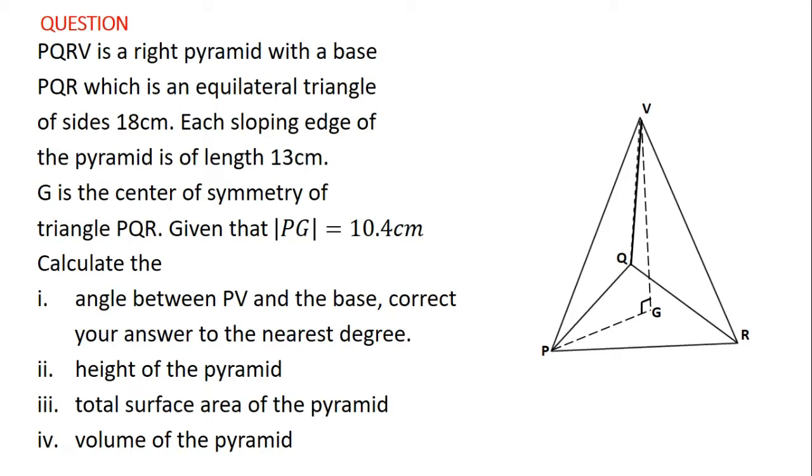PQRV is a right pyramid with a base PQR, which is an equilateral triangle of size 18 centimeters. Each sloping edge of the pyramid is of length 13 centimeters. G is the center of symmetry of PQR. Given that PG is equal to 10.4 centimeters, calculate I, the angle between PV and the base. Correct your answer to the nearest degree.